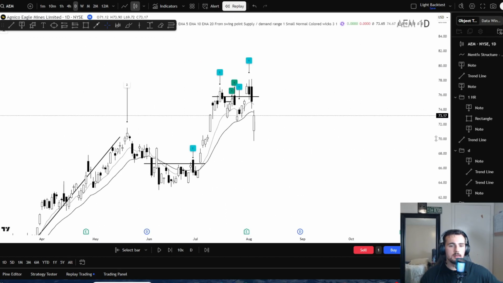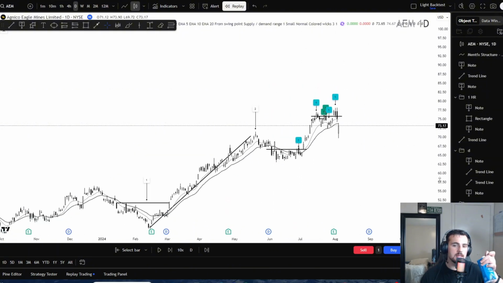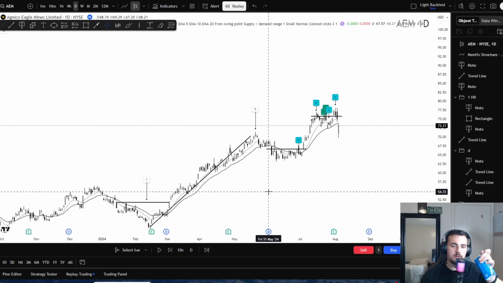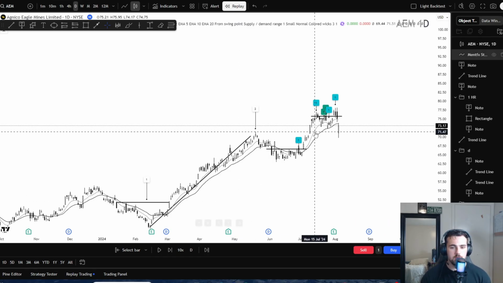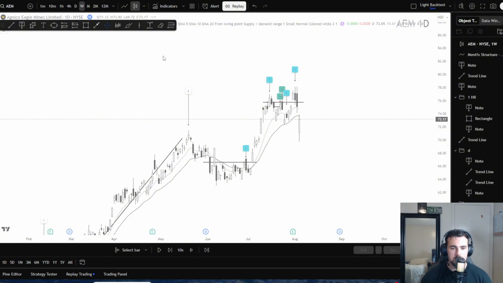The daily could have just went. I want everyone to know that from this point here, the daily could have just went and continued putting in higher moves, but it chose to fail down. I'm not here to predict the market. I'm just here to trade what it shows me. And right now, that's what it showed me. So I'm just going to go off what I see and stick to my rules.